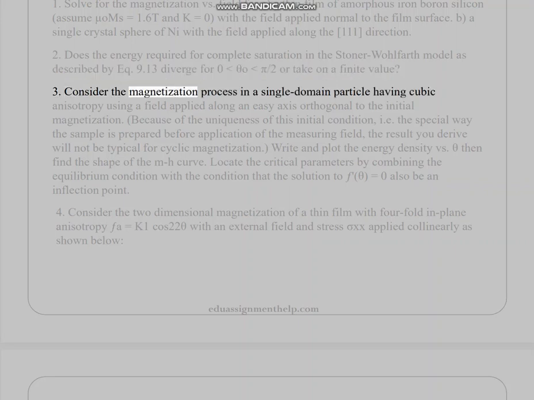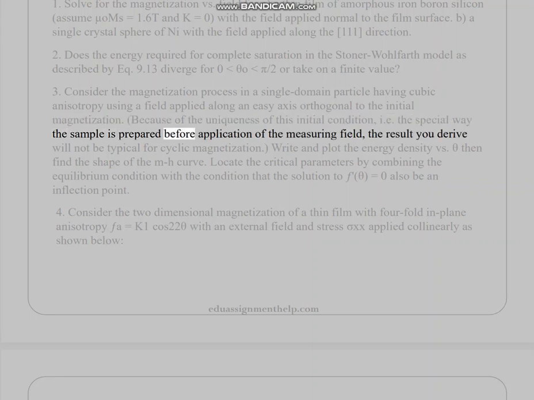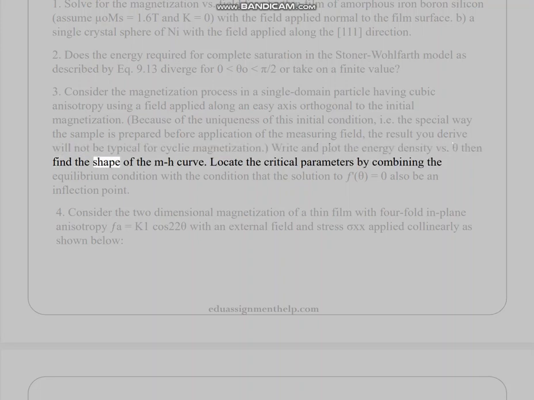3. Consider the magnetization process in a single-domain particle having cubic anisotropy, using a field applied along an easy axis orthogonal to the initial magnetization. Because of the uniqueness of this initial condition, i.e. the special way the sample is prepared before application of the measuring field, the result you derive will not be typical for cyclic magnetization. Write and plot the energy density versus theta, then find the shape of the MH curve. Locate the critical parameters by combining the equilibrium condition with the condition that the solution to f, theta, equals 0 also be an inflection point.